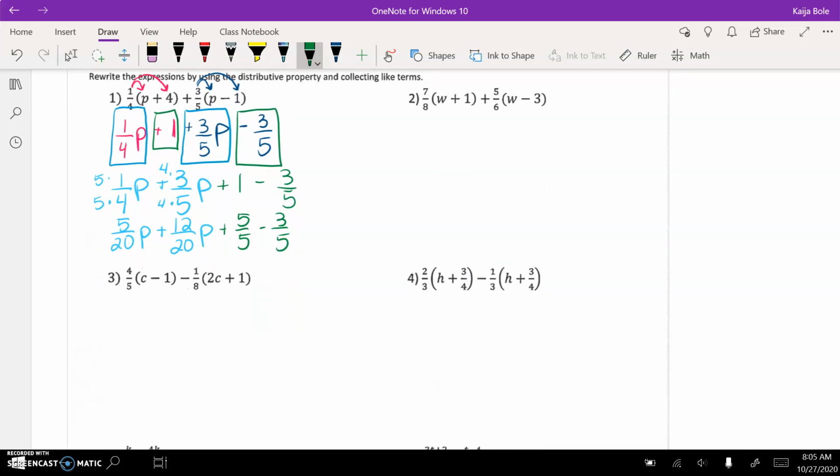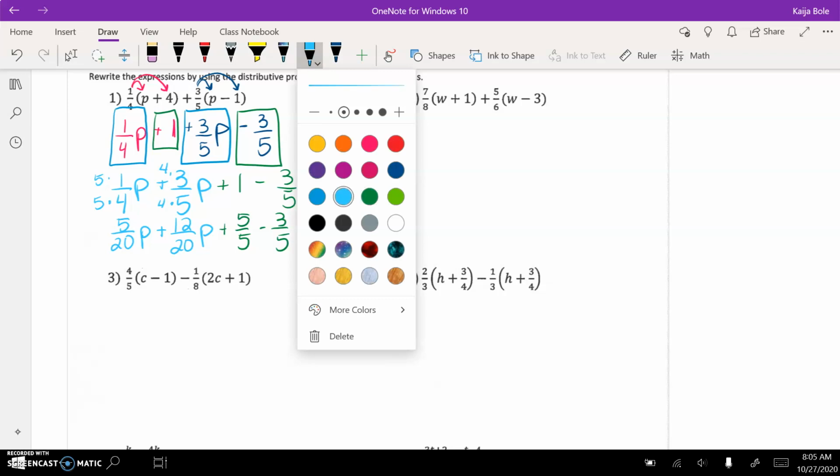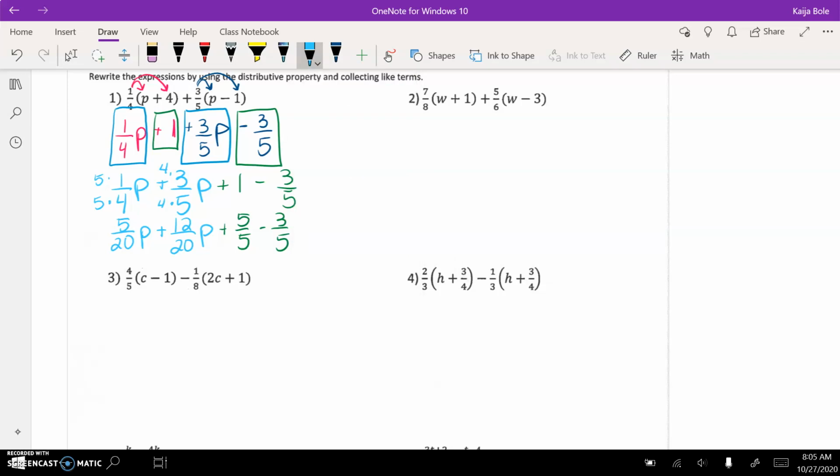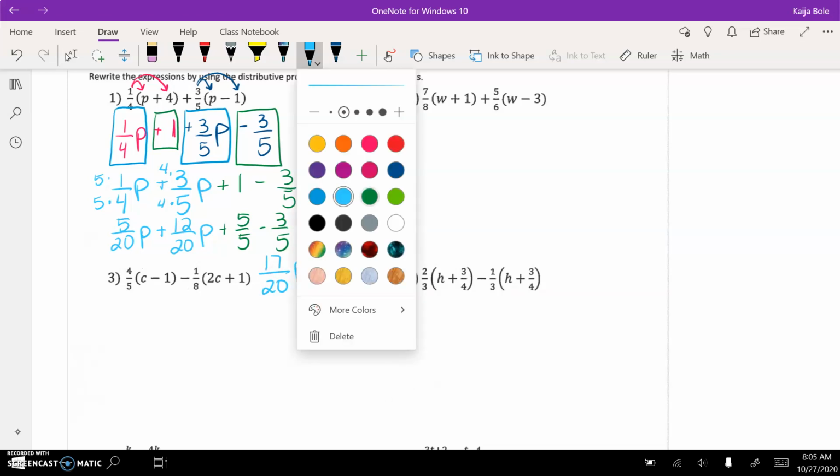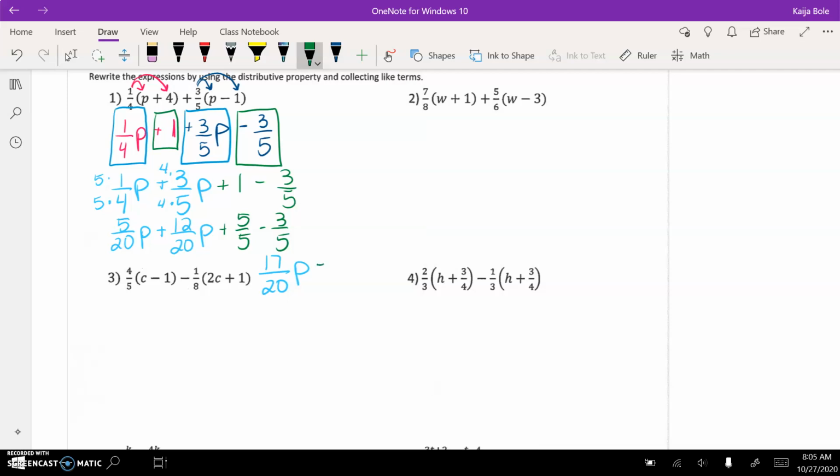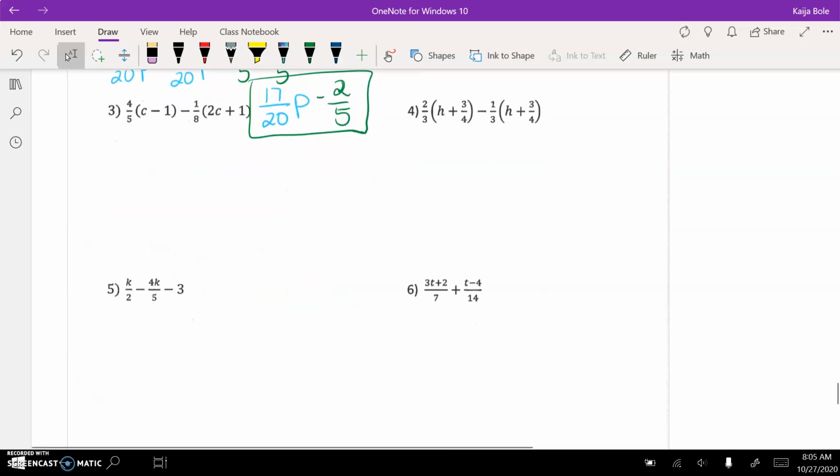So 5/20 plus 12/20 would give me 17/20 p. And I can't simplify that. And then 5/5 minus 3/5 would be minus 2/5. Okay, so you always want to check before you box up your final answer: can I simplify those? And I cannot. So that would get you through 1 through 4.